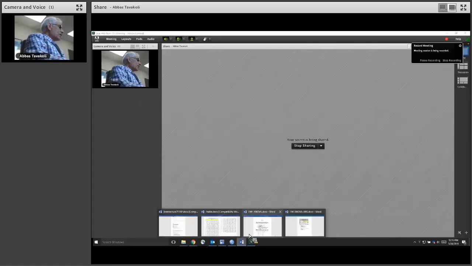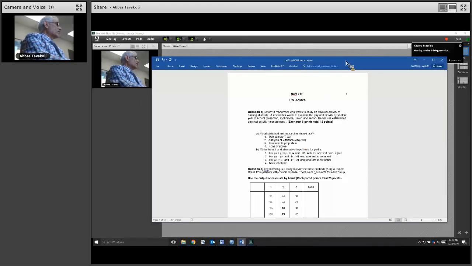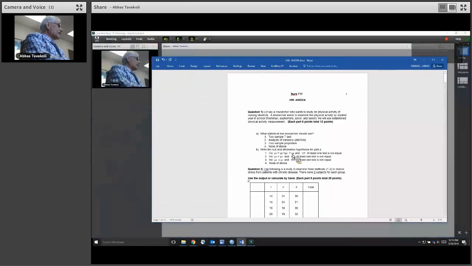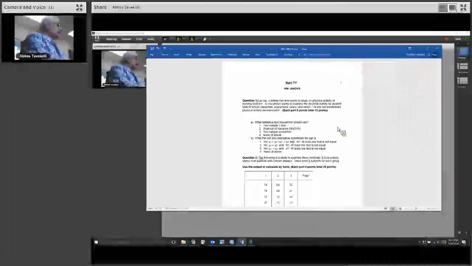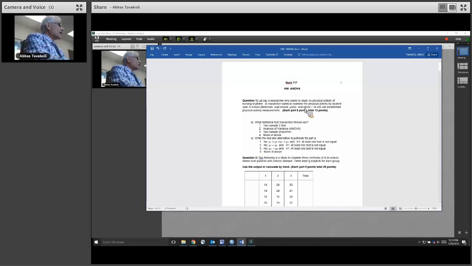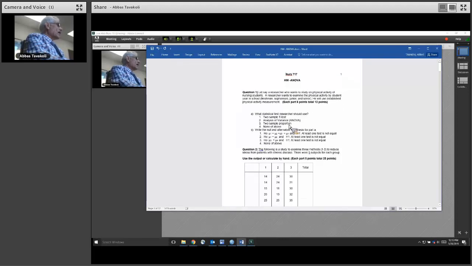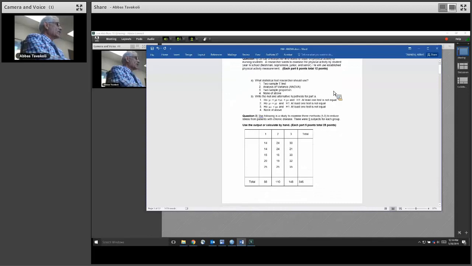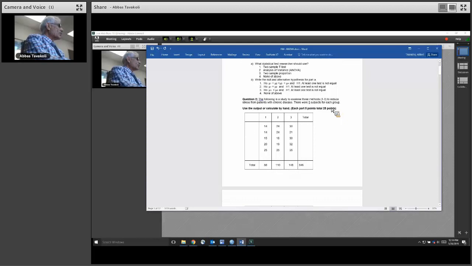So let me go over what you need to do for homework related to ANOVA. The first problem for ANOVA, I am asking, we have physical activity in nursing undergraduate students, which are four groups: freshman, sophomore, junior, and senior. And I ask you what statistical test you're using and to set up your null and alternative hypothesis. Remember, physical activity is your outcome, and you have 4 groups.